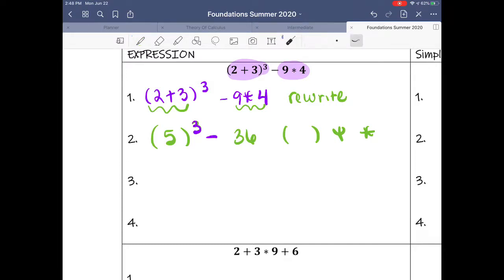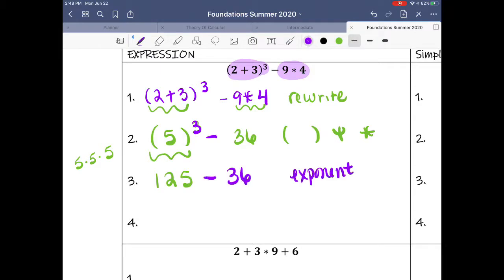Now before we do subtraction, we have this group that we have to deal with. We did parentheses, we did multiplication, we do have to deal with exponents. 5 to the third means 5 times 5 times 5, which is 125. 125 minus 36 is 89, and that's it.